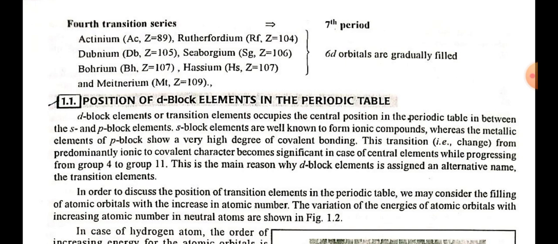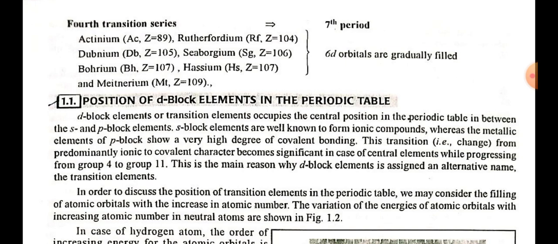This transition, that is change from predominantly ionic to covalent character, becomes significant in case of central elements while progressing from group 4 to group 11. This is the main reason why the d block elements are assigned an alternative name, that is the transition elements.